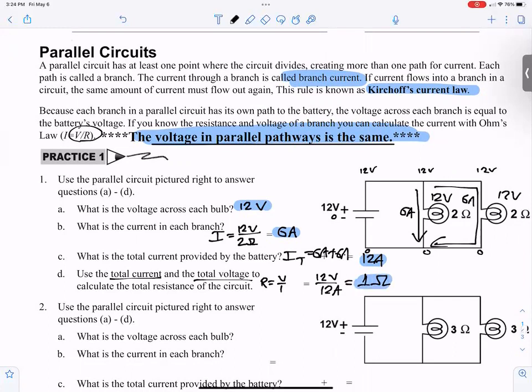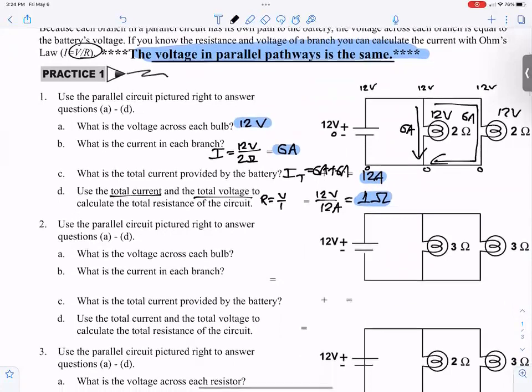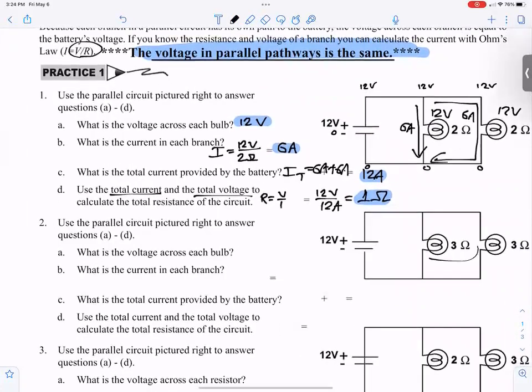Now in question number 2, you can see not much has changed. The major difference, of course, is that each light bulb is now slightly higher resistance. How does that affect anything? What is the voltage across each bulb? Still 12 volts, as both of these are in parallel across that resistor.